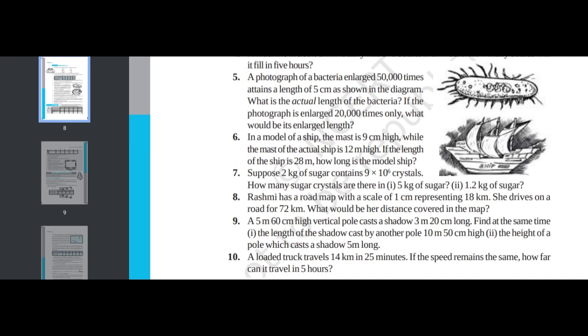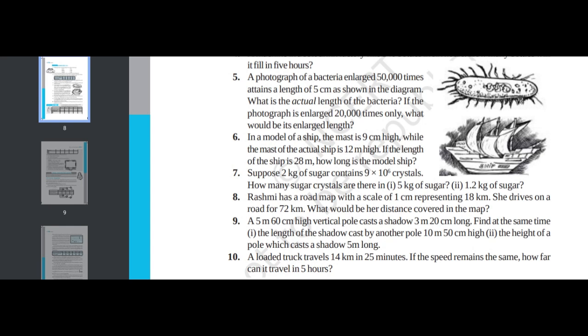So 6 is your homework. You have to mark this. 6 is your homework. You have to complete it and share it with me, okay? And now for question number 7. I will do this for you, okay?